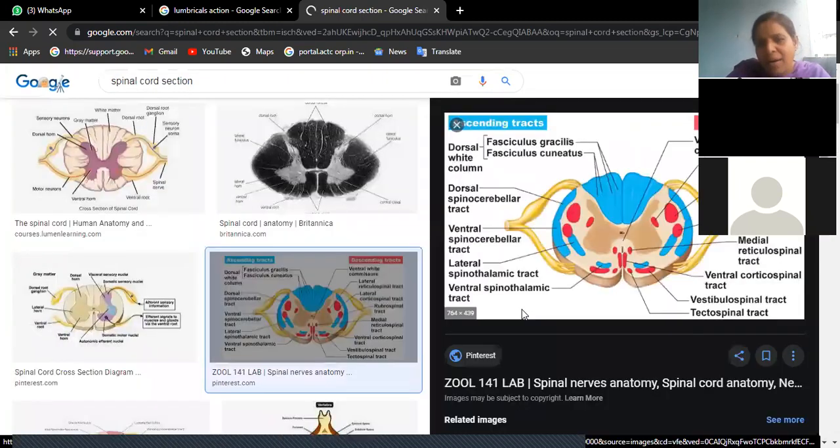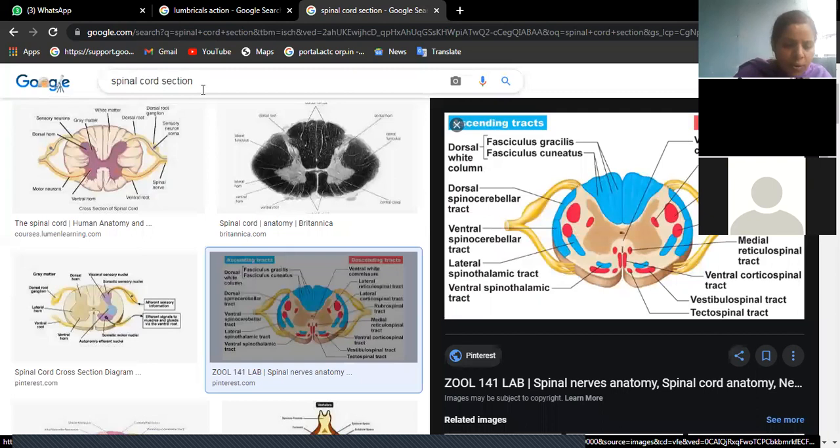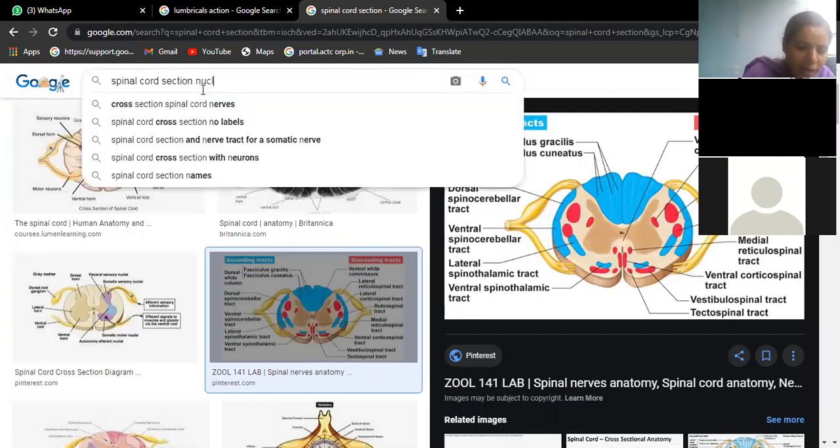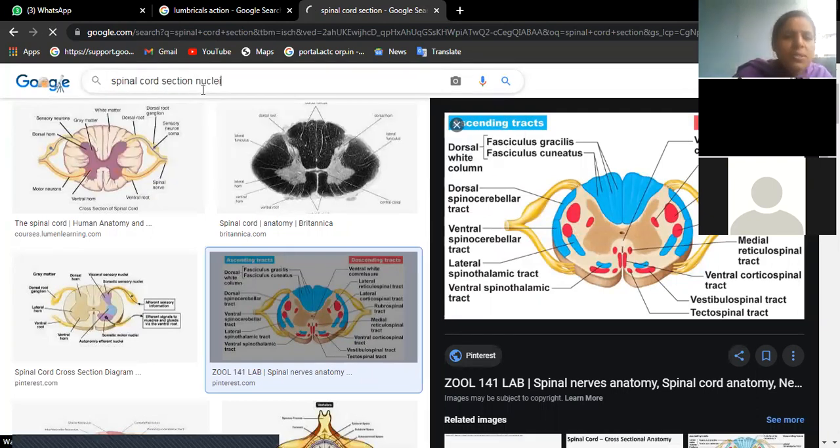If spinal cord section is asked, beta, you better draw it like this. So the outer area is white matter and the inner area is gray matter. It has anterior median fissure, posterior median sulcus. The gray matter is butterfly shaped. It has anterior horn and it has posterior horn. Then it has central canal. Then give the list of ascending tracts and descending tracts. Okay. And actually we have nuclei also. I'll show you the list of nuclei.